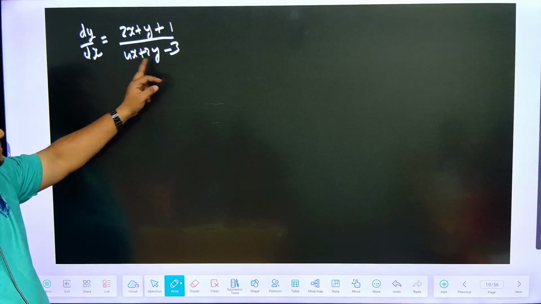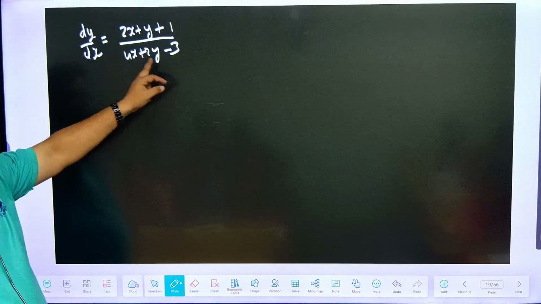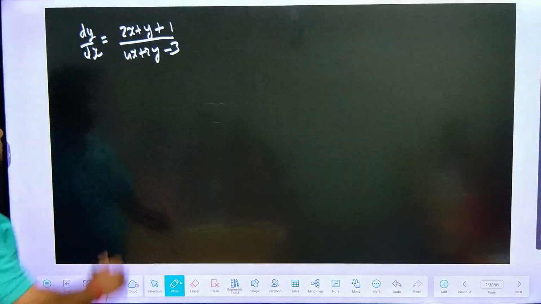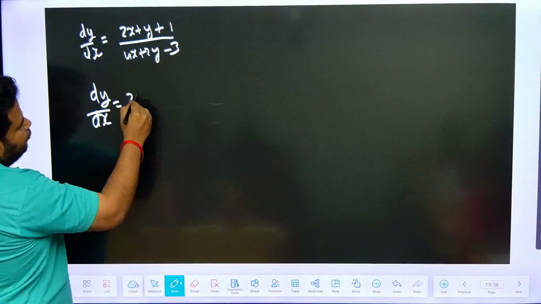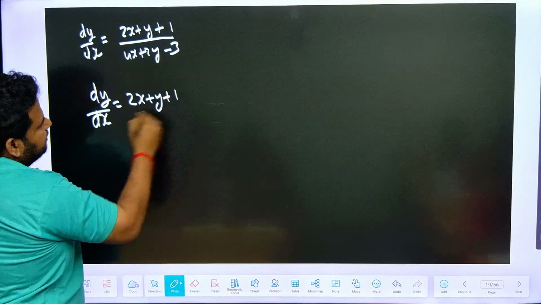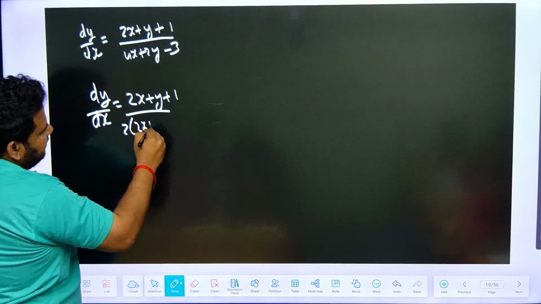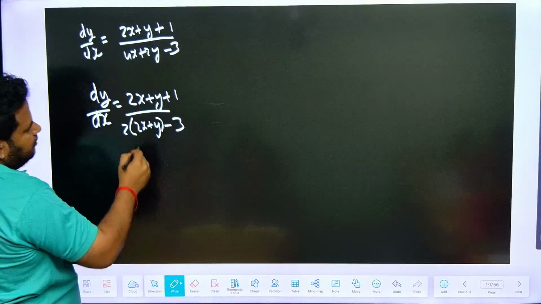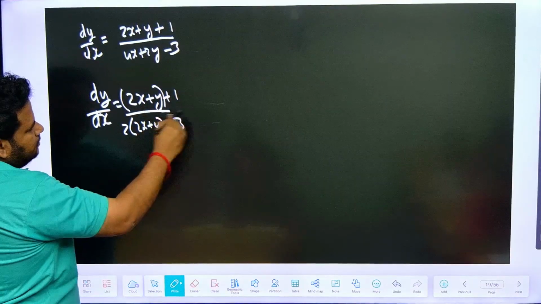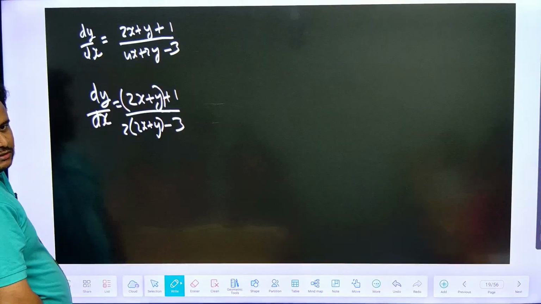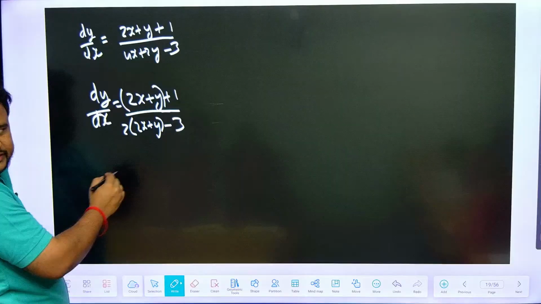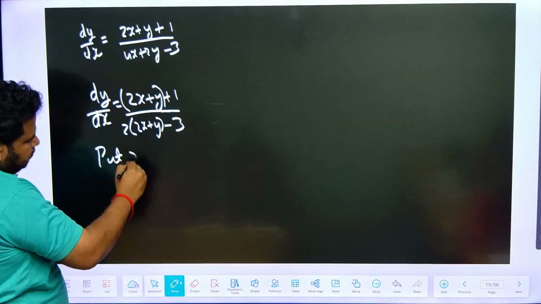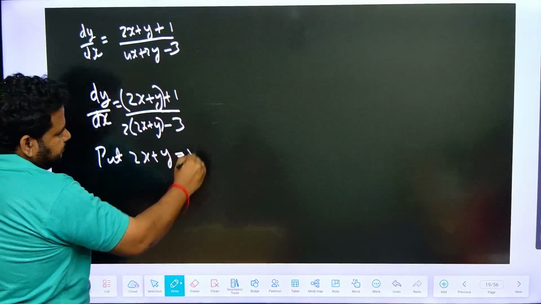Now 4x plus 2y can be written as 2 times 2x plus y. So I can write dy by dx is equal to 2x plus y plus 1 divided by 2 into 2x plus y minus 3. Okay, you cannot cancel like this.